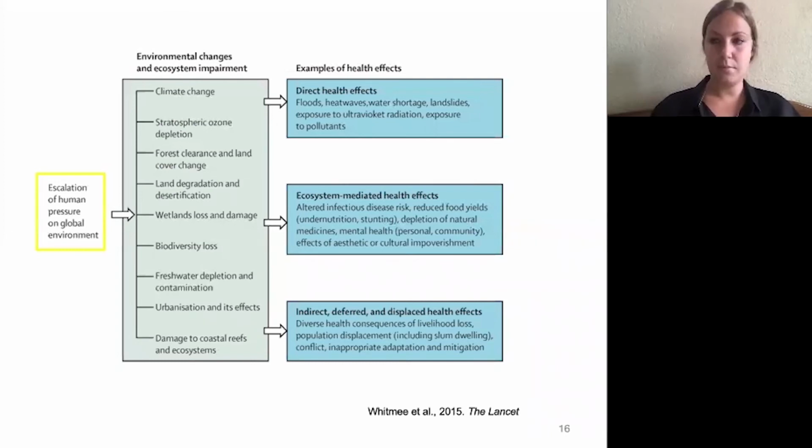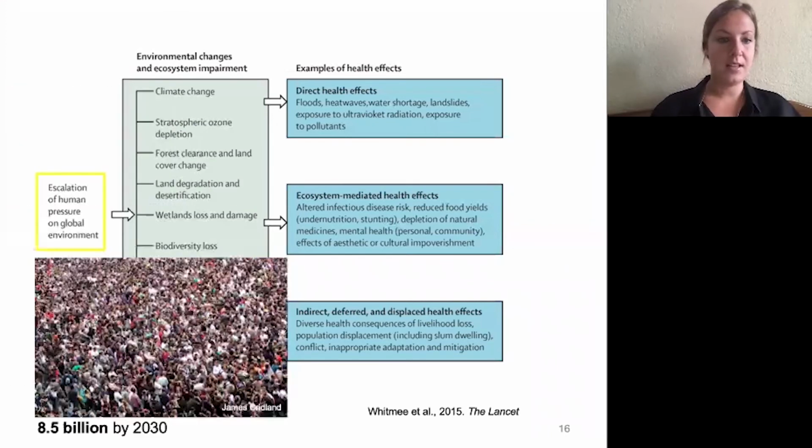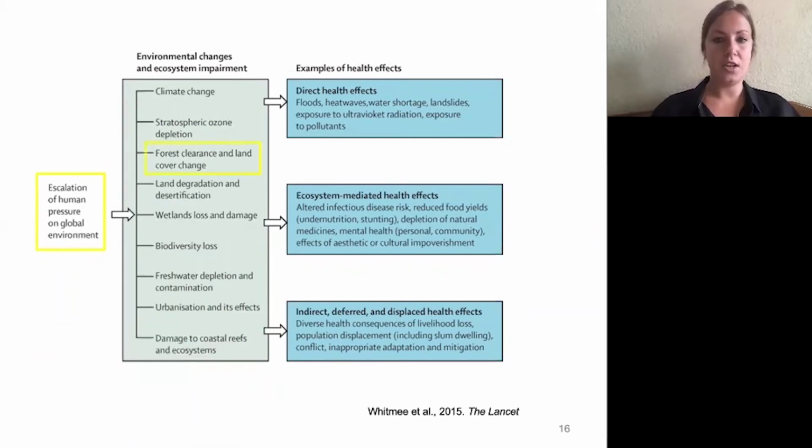With increasing pressure on the global environment, including a projected population increase to 8.5 billion people by 2030, this is leading to environmental changes and ecosystem impairment, including forest clearance and land cover change, which in turn can cause direct health impacts, such as altered infectious disease risks, such as Ebola and Lyme disease.